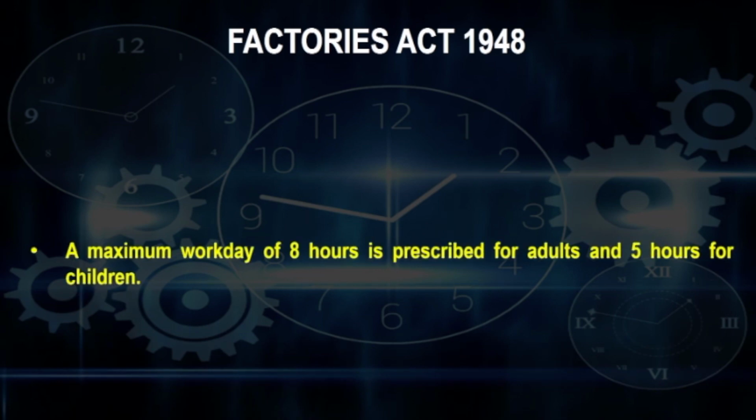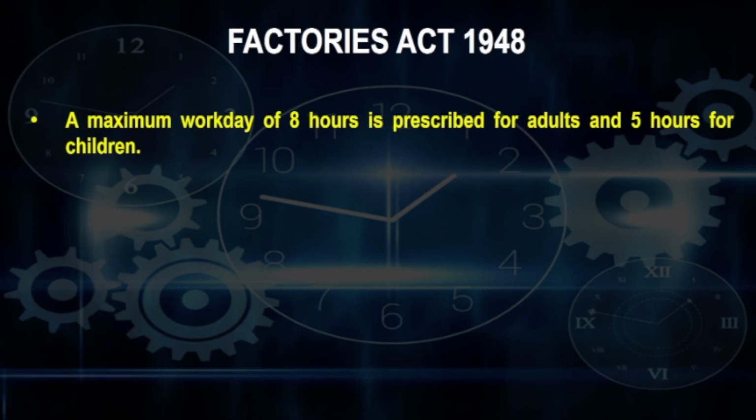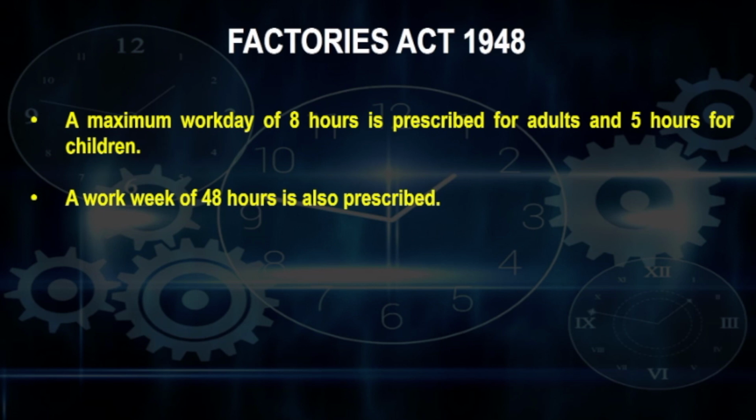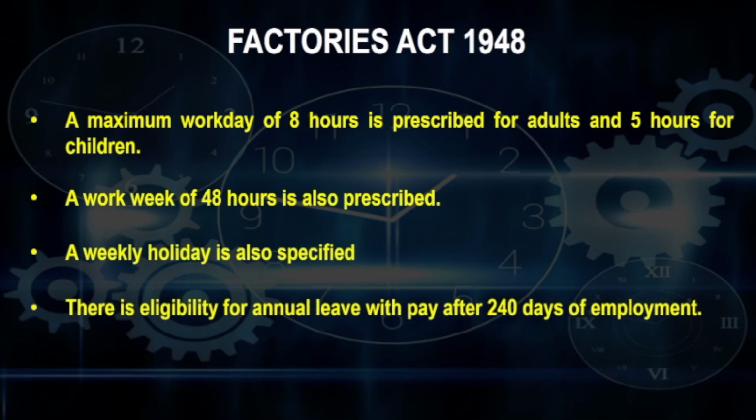Periodically, the Chief Inspector of Factories and his staff have to approve the safety measures in the plant, including proper ventilation for the fumes, gases, and protective equipment for eyes and ears wherever necessary. As per this act, a maximum work day of 8 hours is prescribed for the adults and 5 hours for the children. A work week of 48 hours, that means 6 days in a week, is also prescribed. A weekly holiday is also specified. There is eligibility for annual leave with pay after 240 days of employment.